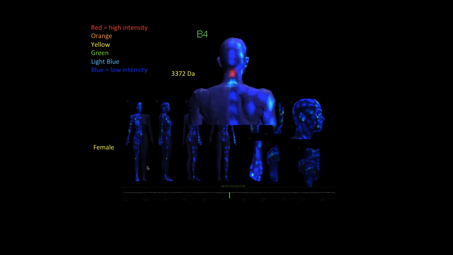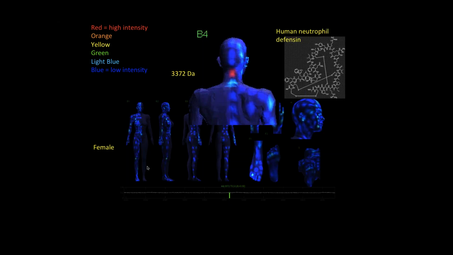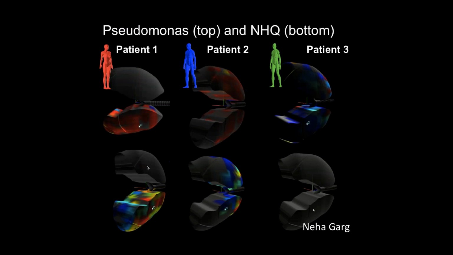If we actually look at photographs that we took during the sample, what you will see is that there's a big red pimple there, and that pimple showed very specific signatures. One of those was a molecule with a mass of 3372. It's called the human neutrophil defensin. So this is typically a molecule that's upregulated when there's an infection taking place, and that showed up very nicely in this particular image. And so you can extend this to many other different things.